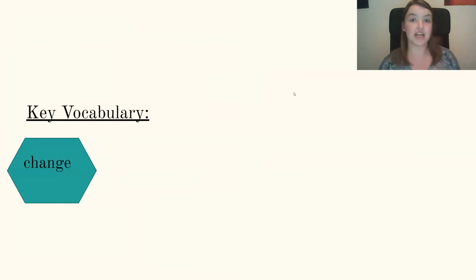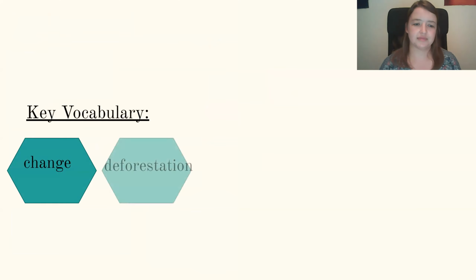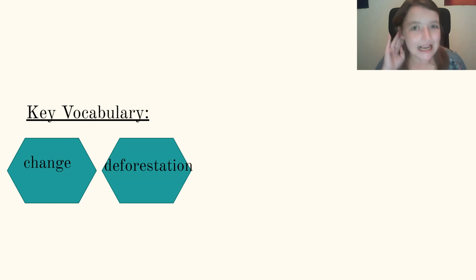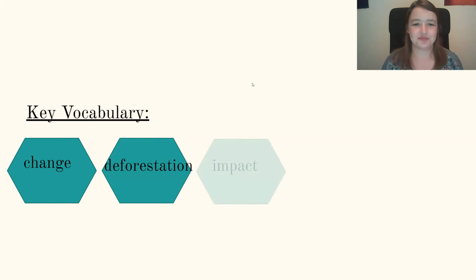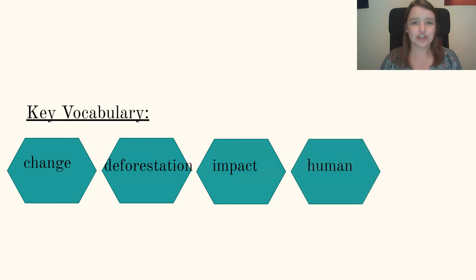We looked at change in our last session, thinking about what changes ecosystems, and we learnt about natural and human changes. Deforestation, that's our big focus word. Can you say it? Let me hear it. Deforestation. Impact, how something affects something else, and human, that links very closely to deforestation.